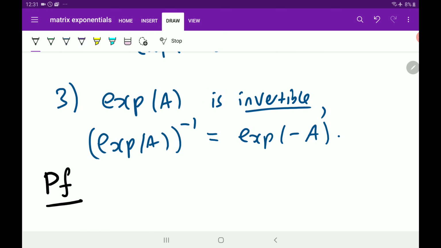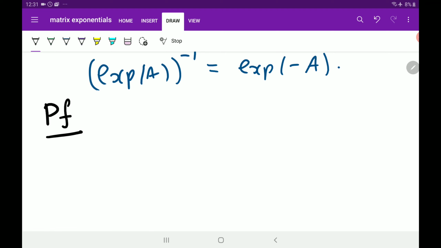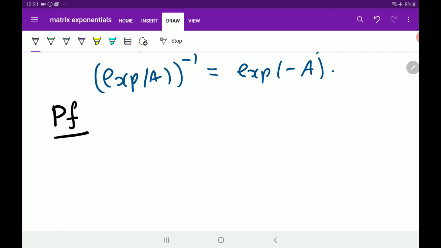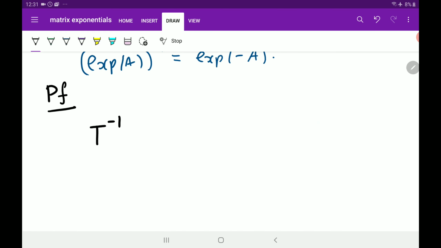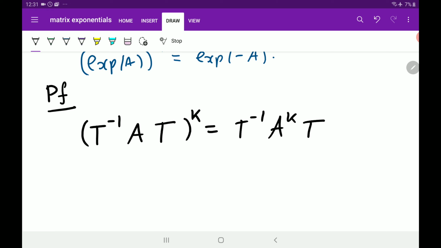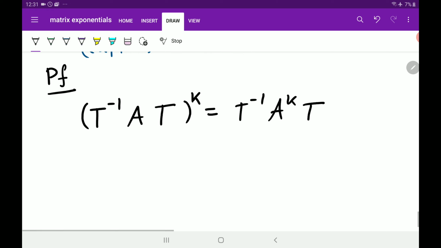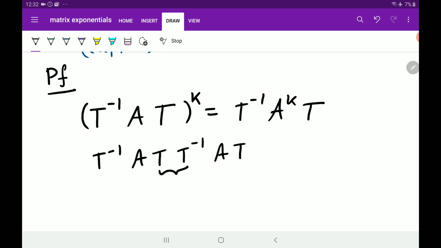Okay, proof. So what's the proof of this? The idea of the first one is that (T inverse A T) to the power of k is T inverse A to the k times T. This is because if you square it, for instance, the middle terms involving the T's always cancel, and you're left with A squared, and you can repeat this. So this is fairly easy to see.